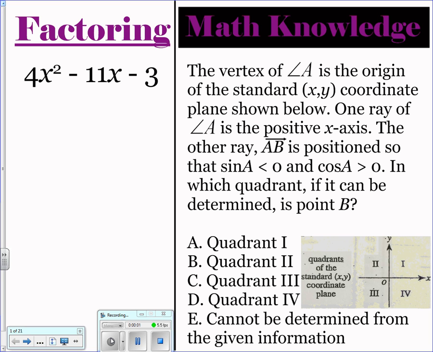Go ahead and do the factoring and the math knowledge question for today. Pause the video, and then once everyone is finished, you can unpause the video, and I'll go over the correct answers. So for the factoring, this is a remove, replace, reduce.